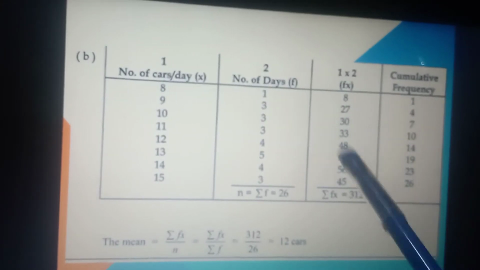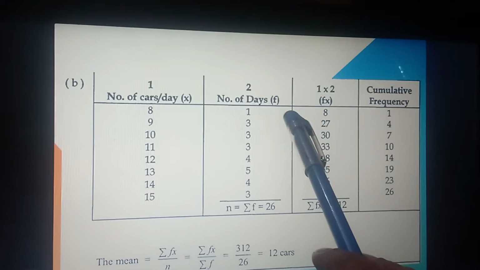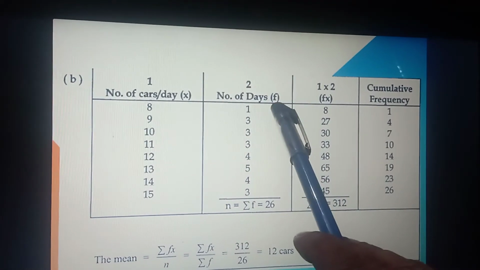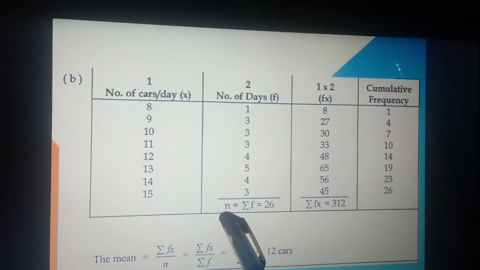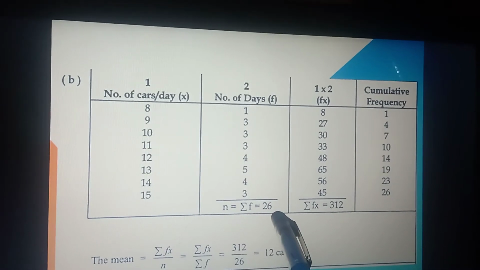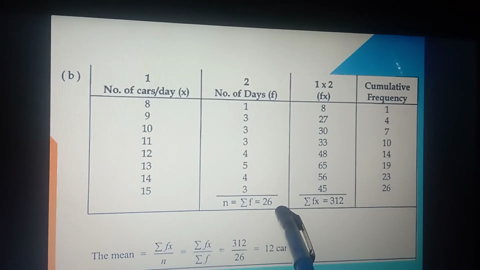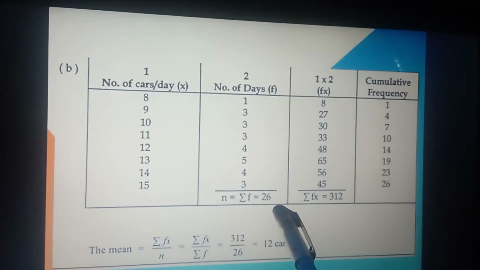So first of all, as you can see, this is a discrete type of question. In discrete questions the values are given and the frequencies are given. So the number of cars we denote by x, and the number of days is the frequency. The total of the frequencies, sigma f, will be taken as n, the total number of observations. Adding all of them, we get sigma f or n, which is 26.